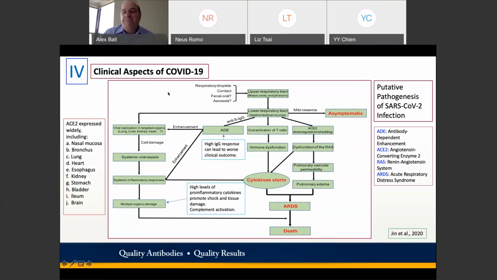Sort of the classic progression is direct infection through an aerosol or fecal-oral route, gets access to the upper and lower respiratory tract. There seems to be associated immune dysfunction, which leads to this notion of cytokine storm. These high levels of pro-inflammatory cytokines can promote shock and direct tissue damage. There's complement activation. In terms of the respiratory presentation, with the cytokine storm, you can develop acute respiratory distress syndrome, which oftentimes leads to death.